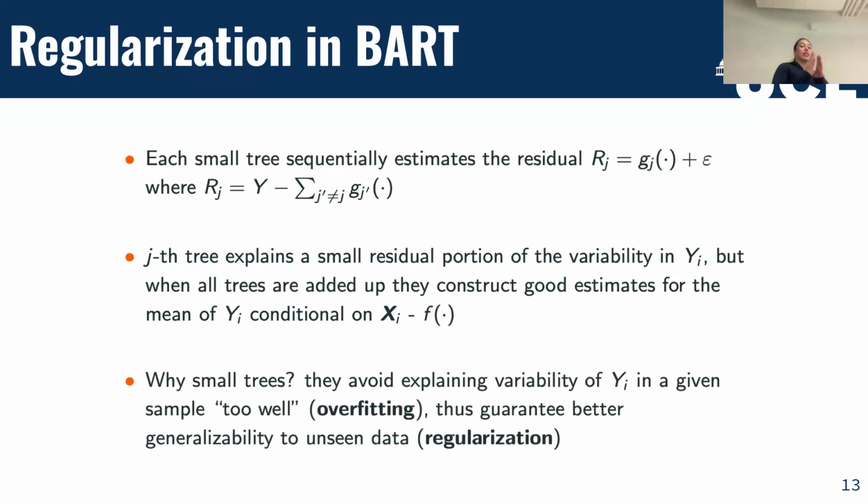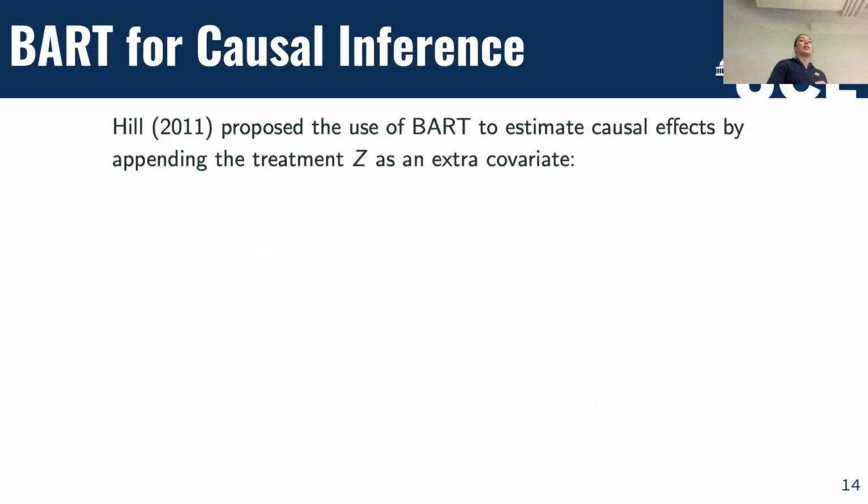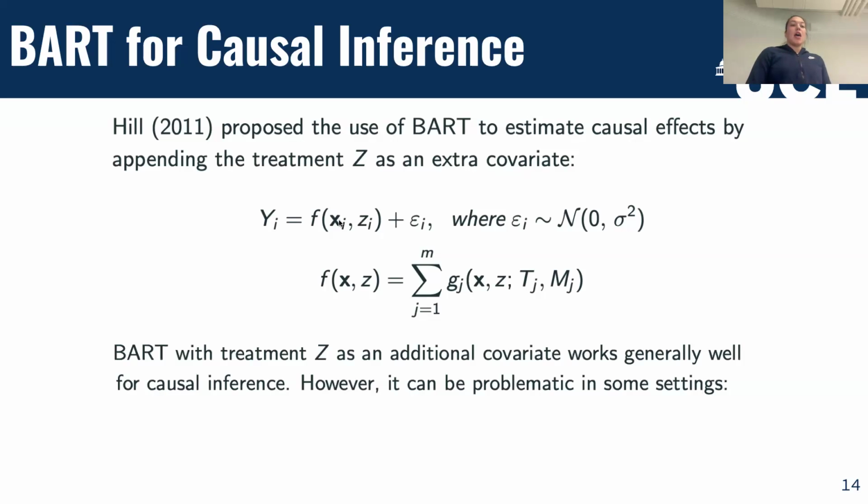So that is how BART is used in general. It's not made particularly for causal inference, but in 2011, Hill proposed that we can use BART to estimate causal effects by simply appending the treatment Z as an extra covariate. So you can think of it now that in all those trees that we see, one of the splits might be whether your treatment is 0 or 1. It's just an extra covariate that you can see in the trees. So it's just appending Z in the function as an extra covariate.